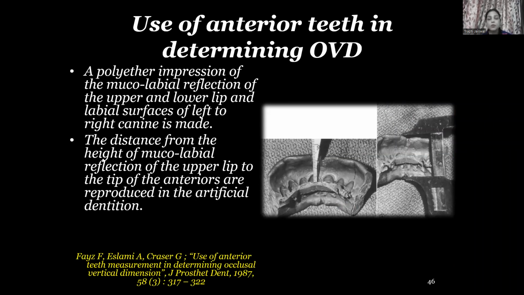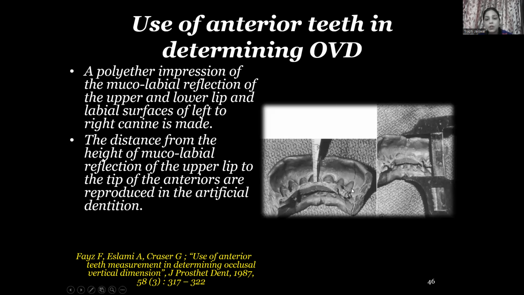Also, anterior teeth can be used in determining the occlusal vertical dimension. In all these methods, we are determining the vertical dimension of occlusion with pre-extraction records. We use the facial measurements as a guide, we use the pre-extraction photographs, and we use the pre-extraction radiographs. Then the ridge relations before extraction are used, and anterior teeth are also used. In this, a polyethylene impression of the mucolabial reflection of the upper and lower lip and the labial surface from the left to right canine is made.